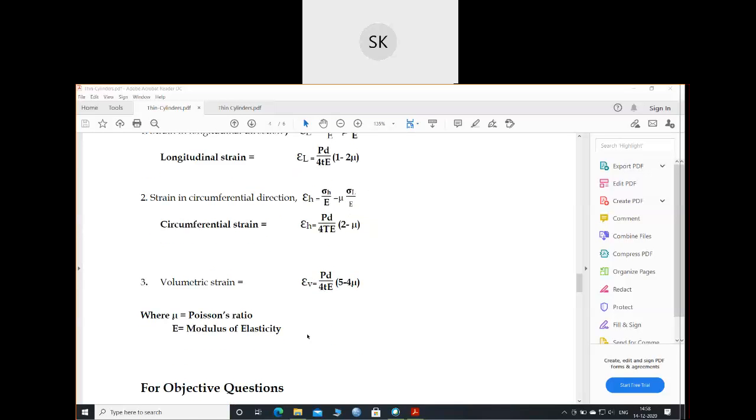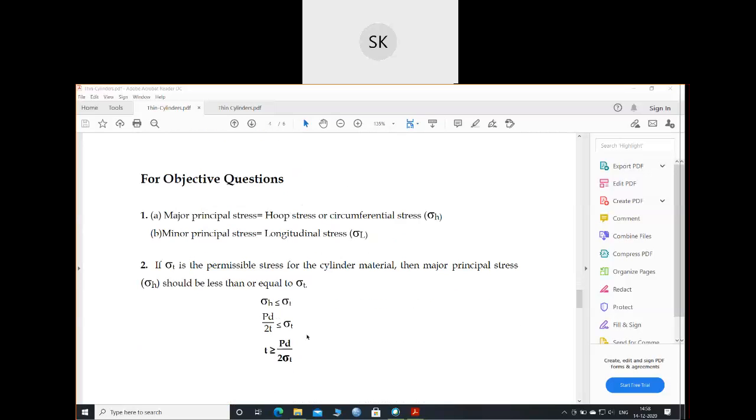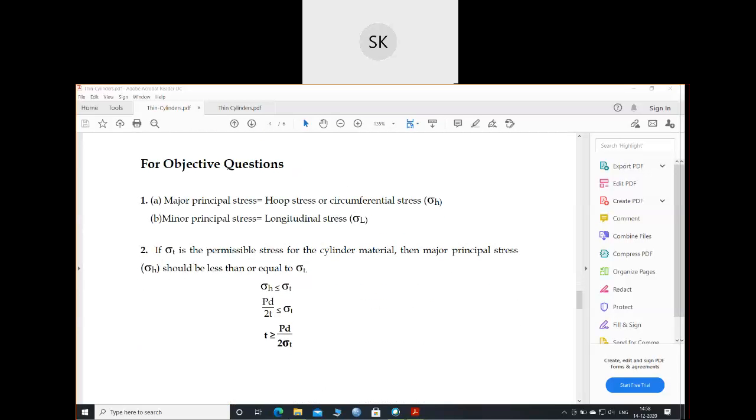Derivation is not required. Now see, this is a very important point from a numerical point of view. Suppose in the question you have been asked to find out the major principal stress in a cylinder. So what they are asking you to find out is the hoop stress or circumferential stress. Your hoop stress will be the major principal stress on the cylinder, and your longitudinal stress will be your minor principal stress.